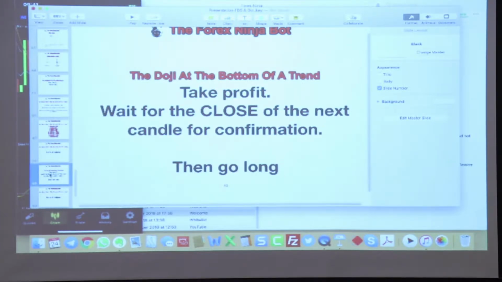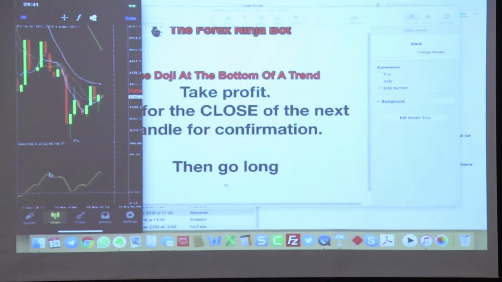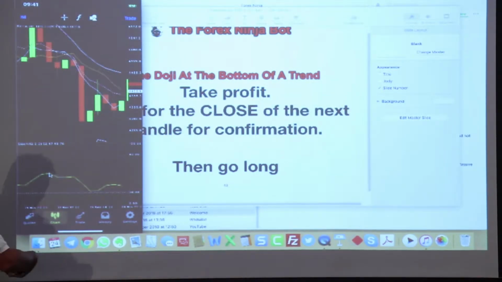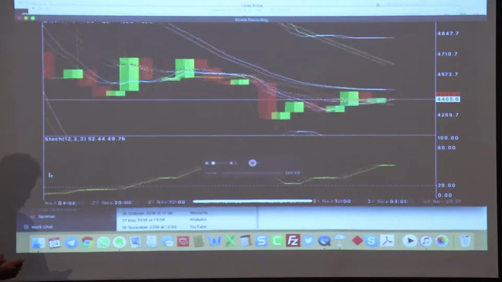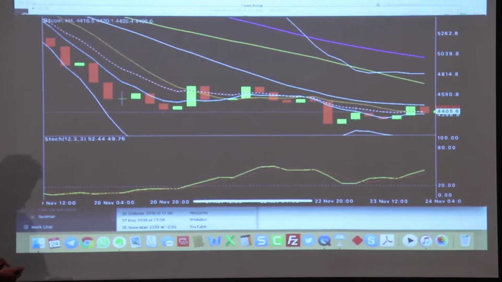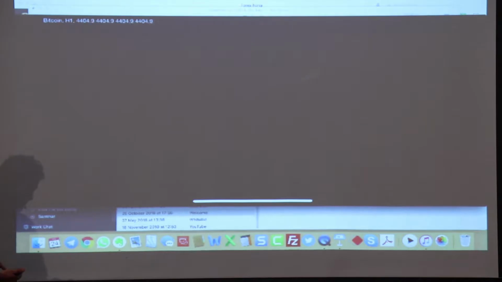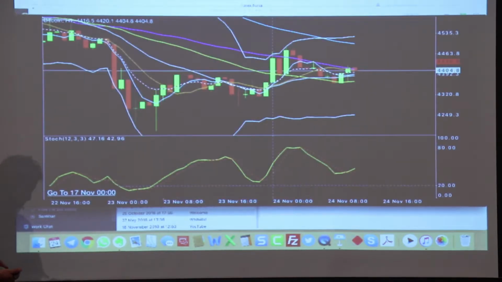Okay, so a doji at the bottom means that the trend has generally stopped, and you need to think about taking profit. I don't normally take profit in a downward trend when I see the doji. Okay, I wait, and I'll show you what I'm waiting for. Let's go to a 1-hour chart. It's too slow here. Let's go to 5 minutes.